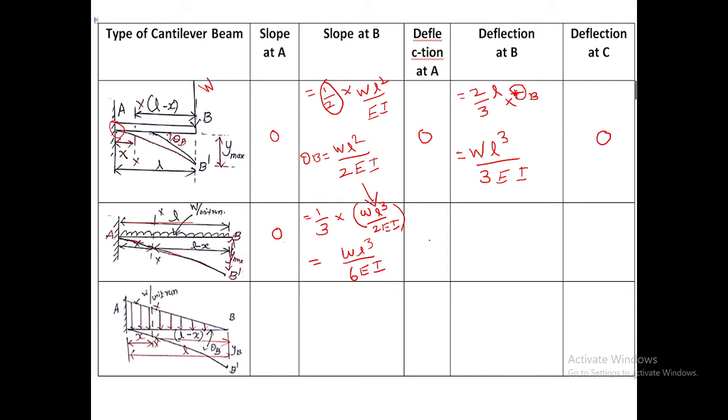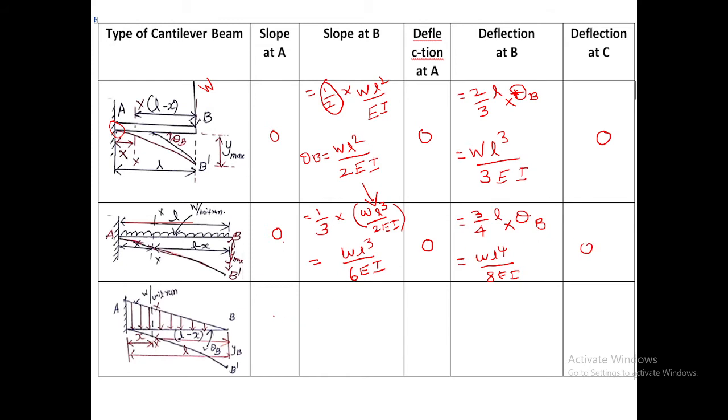Next, deflection at A is the fixed point, so 0. Deflection at point B is equal to 3 by 4 into L into theta, the slope at B. So the answer is W L power 4 by 8 EI. Here deflection at point C is 0.